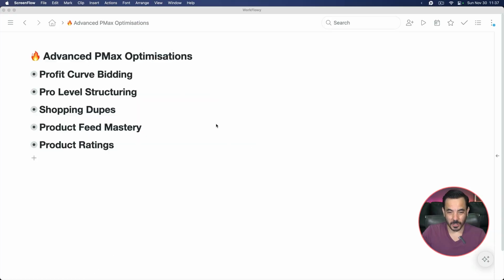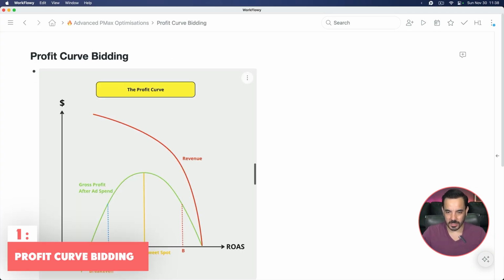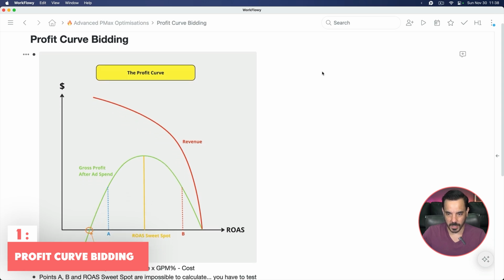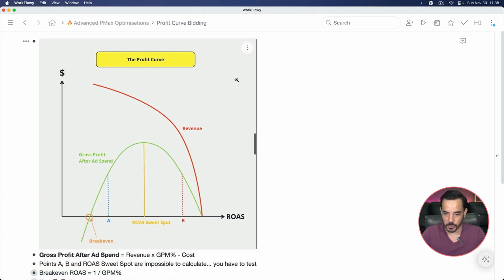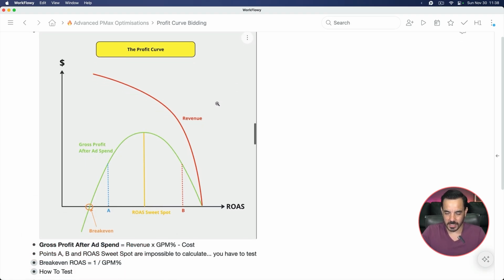All right, guys, here we go. Here are the advanced PMax optimizations we're going to cover today. And first up, let's do something called profit curve bidding. And this is important for you to understand. So bear with me on this diagram, because this will really help you understand how PMax and Google Ads bid strategies really work.